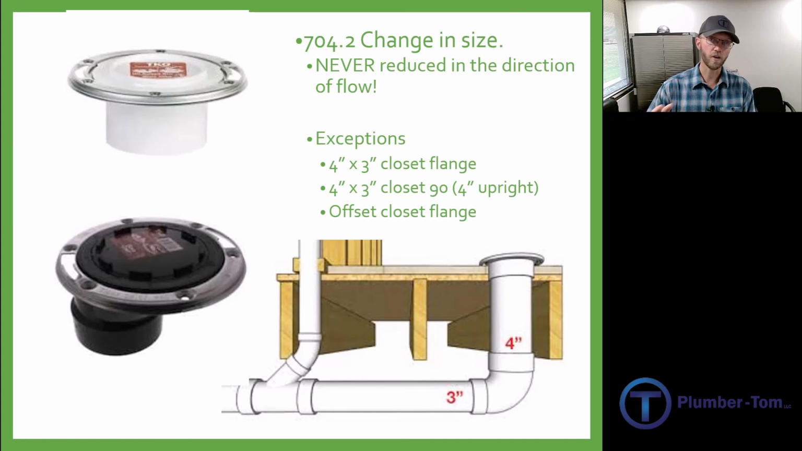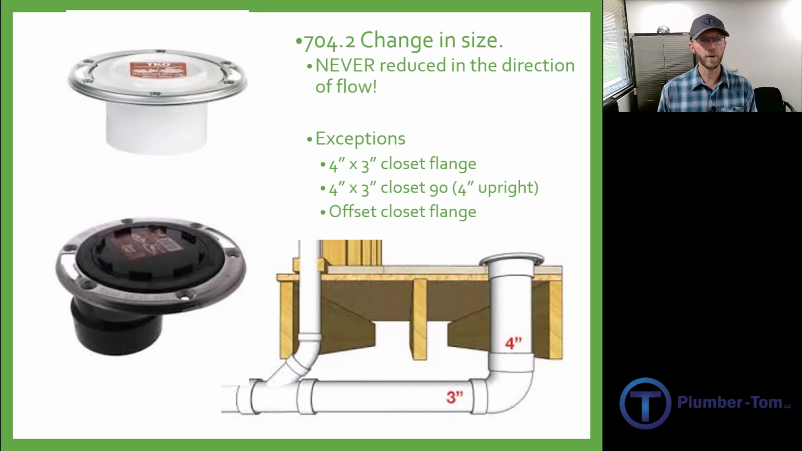Now there are a couple of exceptions, particularly closet flange. We have the 4x3 toilet flange that can glue into a 4-inch pipe. That is a reducing fitting, and that's okay. We have the 4x3 closet 90, but it has to be installed in the upright position with the 4-inch coming up, reducing down to the 3-inch.